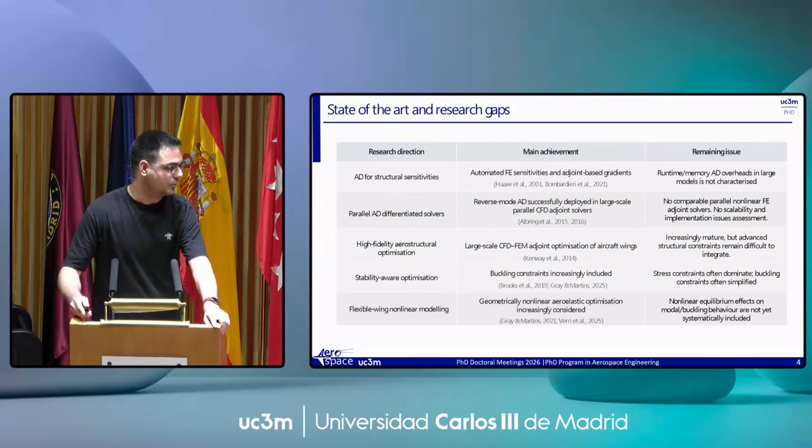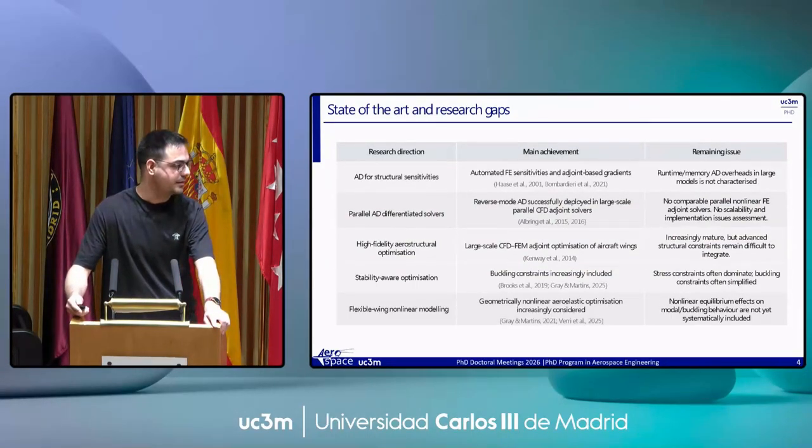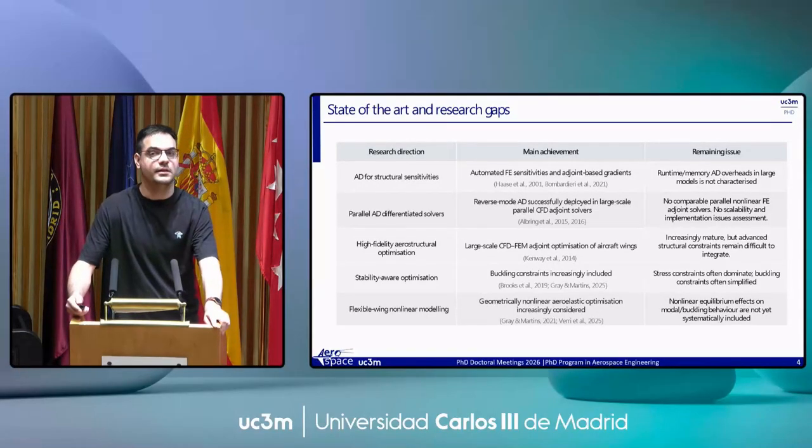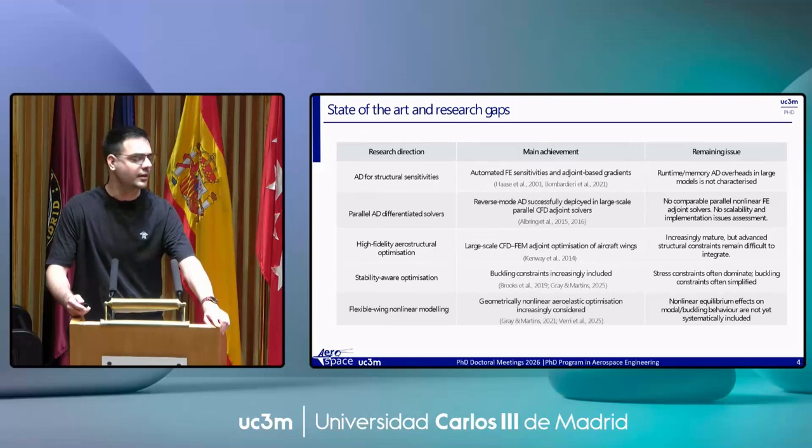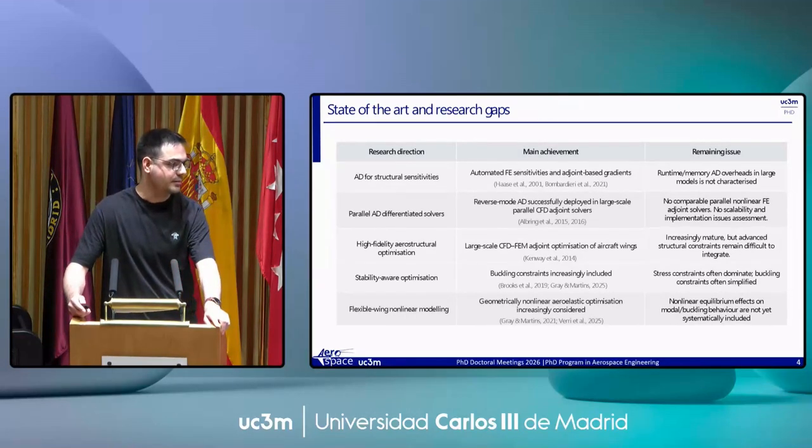Before, I want to illustrate briefly the state of the art. Looking at the literature, it was clear that algorithmic differentiation is already effectively used in sensitivity analysis for finite element solvers, but the problem is that the models are of moderate size. That means it's impossible to assess the overhead in terms of memory and time consumption, which is very important. And this is the first gap we try to fill.